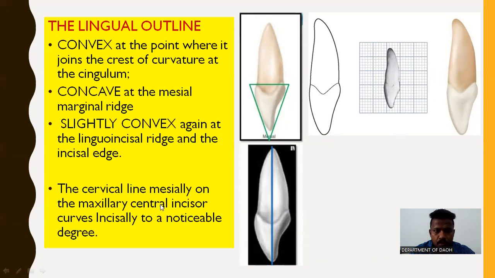The cervical line mesially on the maxillary central incisor curves incisally to a noticeable degree. So here it is curving towards the incisal edge.